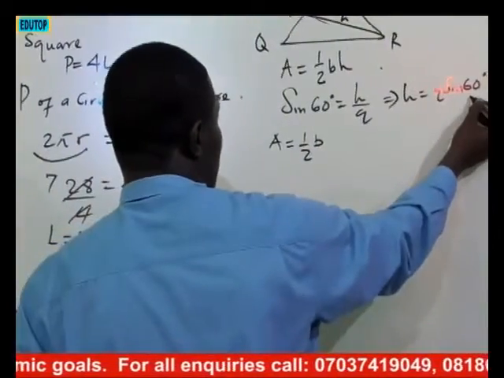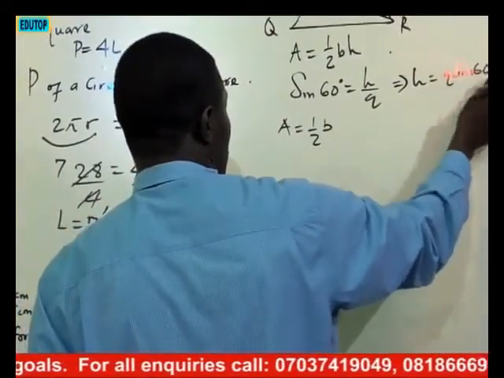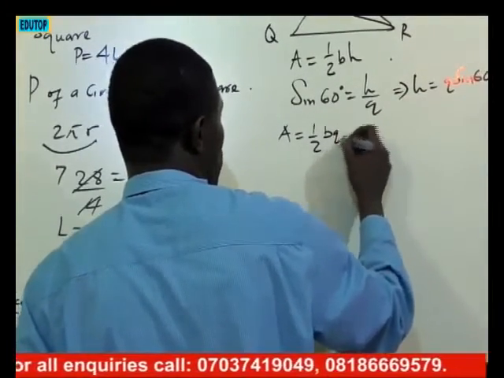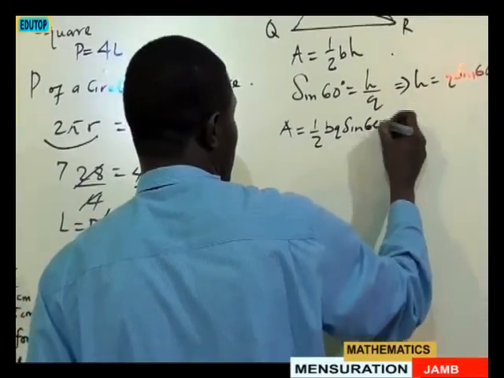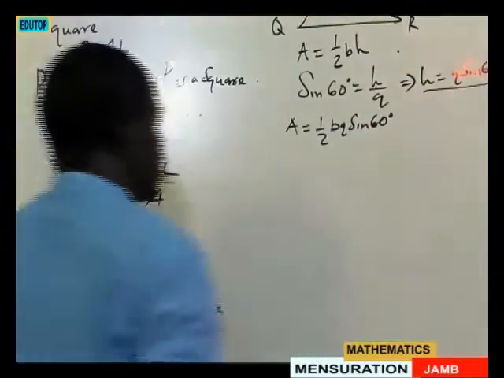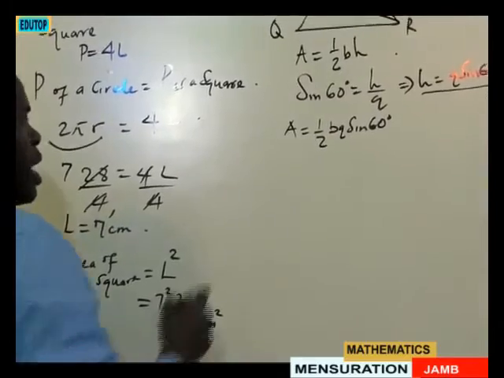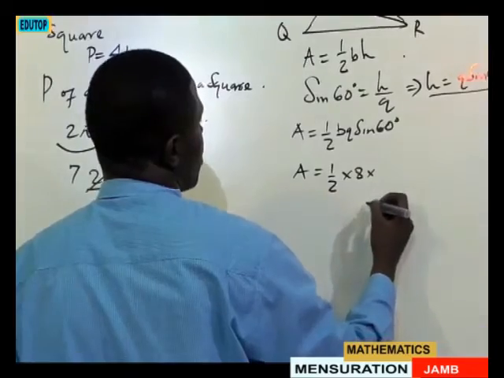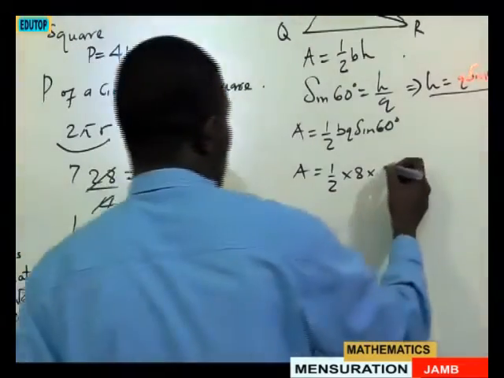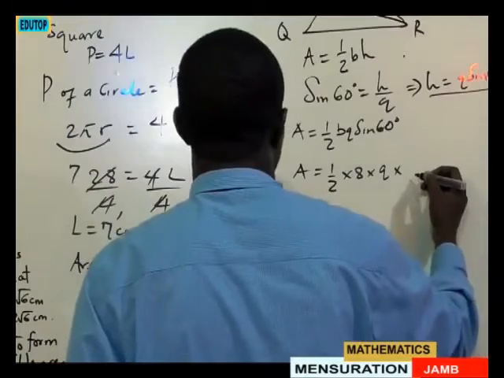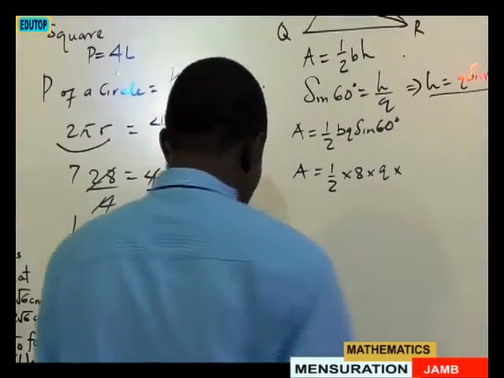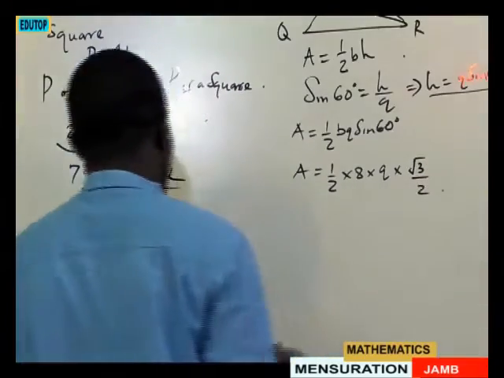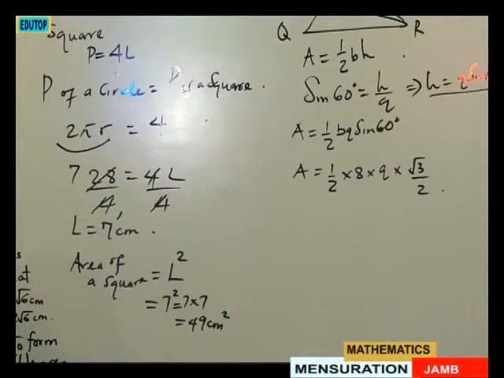So if we come here, we just say A equals half base times h. An expression has been found for our h, which is Q sine theta. So just put here Q sine 60 degrees instead of writing h. The formula becomes this. Then here we are looking for our area: half times the base times Q, then times sine 60 degrees. And by the special angle rule, sine 60 degrees is root 3 over 2.